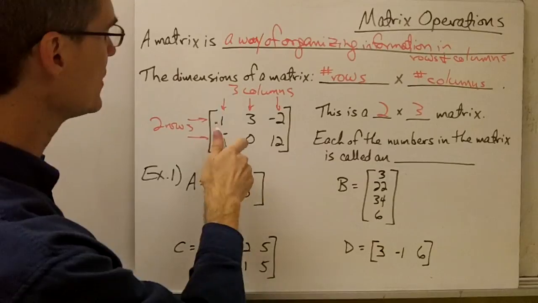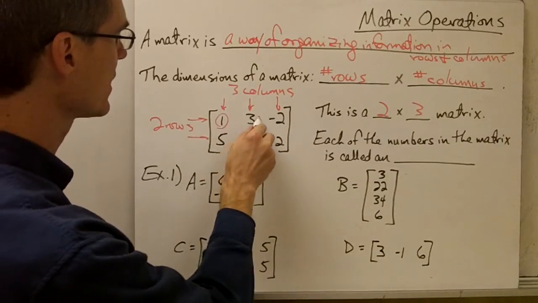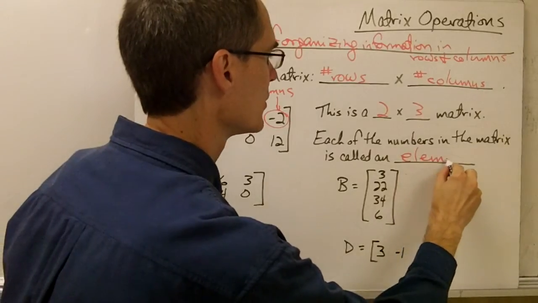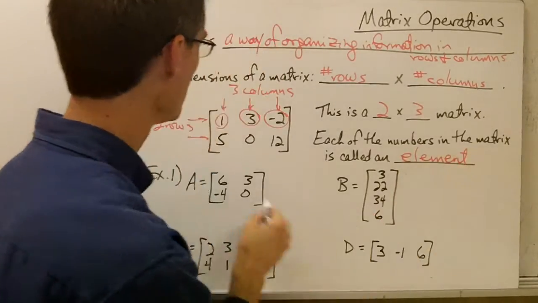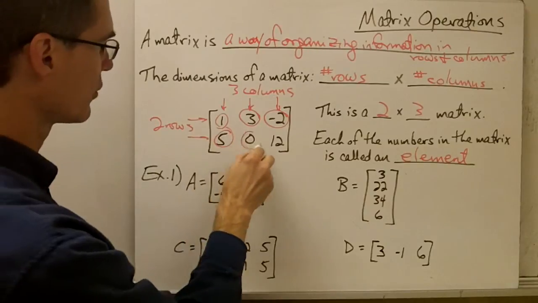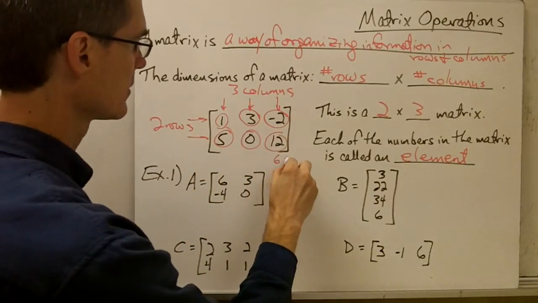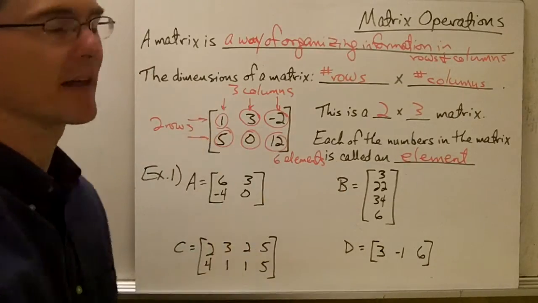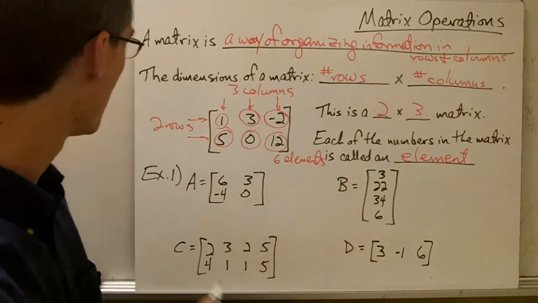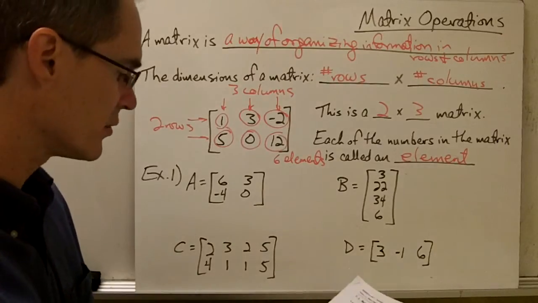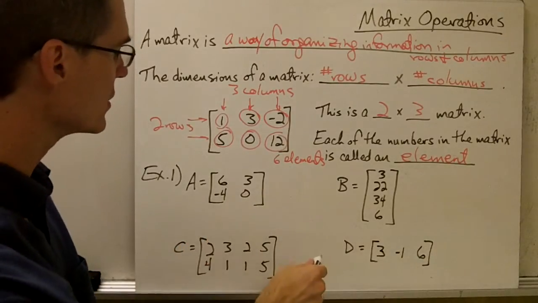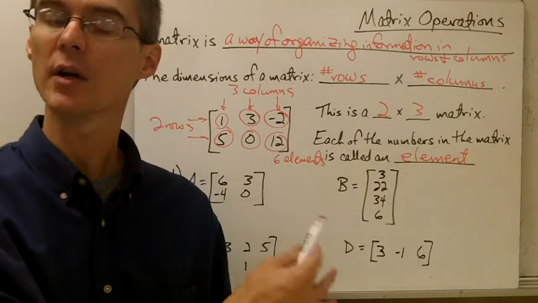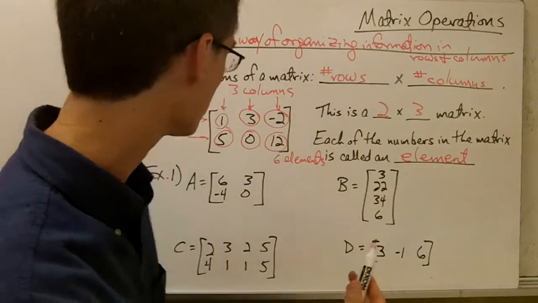Now, each of these numbers here in the matrix, these are all called elements. Each number in the matrix is called an element. So you can see for this particular matrix, I've got a total of 6 elements in the matrix. So any 2 by 3 matrix is going to have 6 elements. Now, in example 1 down here, you see it says for you to write the dimensions for each of these matrices. Now, if you want, you can pause the video here and you can try these out on your own.